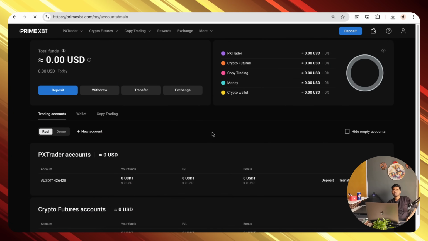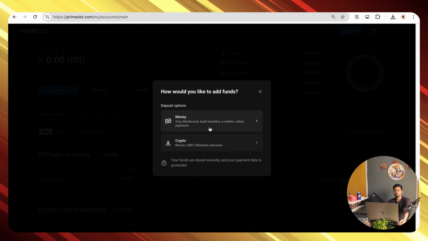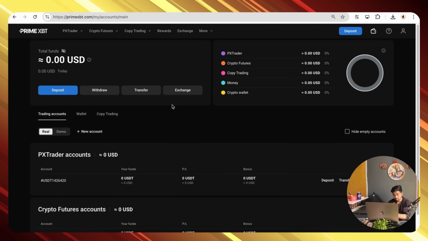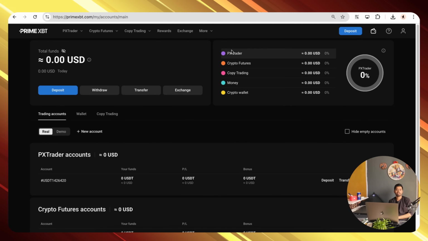After the sign up procedure, once you log in to your account, to deposit your funds, simply click on Wallet and check the available options: Money and Crypto. With Money you can use different methods other than cryptocurrencies. In the Crypto tab, you can use multiple cryptocurrencies to deposit from multiple wallets or exchanges. The PX Trader section will allow you to trade gold, commodities, stocks, and indices pairs.